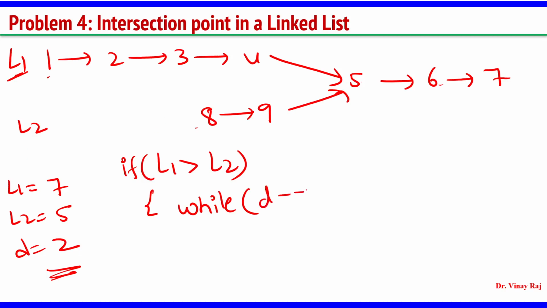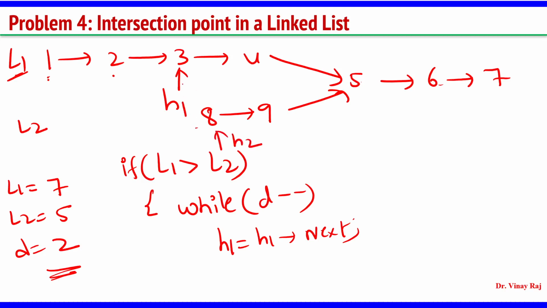So, while d minus minus, while 2 minus minus, 2 is not 0. So, head 1 is equal to head 1 next. So, from here head will move here and then it will come here. So, this is my head 1 and this will be my head 2. Now, if condition, are they both null? No. Are 3 equal to 8? No. Move it here. H1 comes here, H2 comes here.